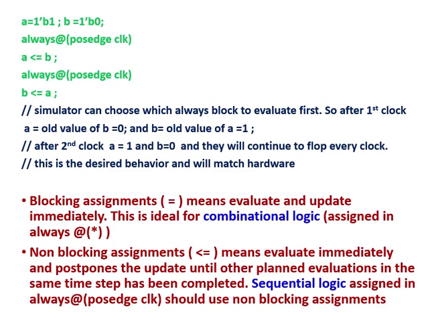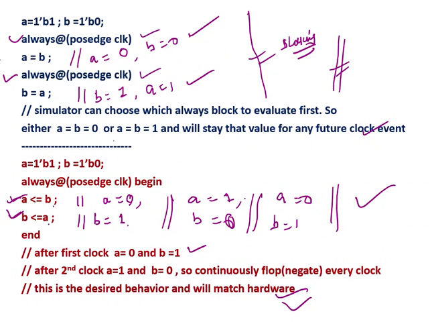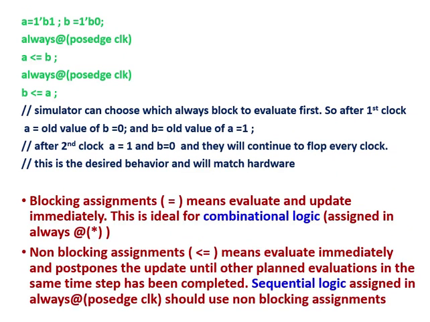The next one is the same example again: a equal to 1, b equal to 0, always at the positive edge of the clock. Here we used blocking assignment. Now for the same statements we will use non-blocking assignment. Then what will be the output? This always block and this always block are executed in parallel, which means we don't know whether this block or that block will be executed first. It depends on the simulator.